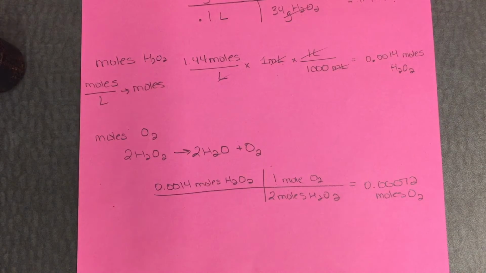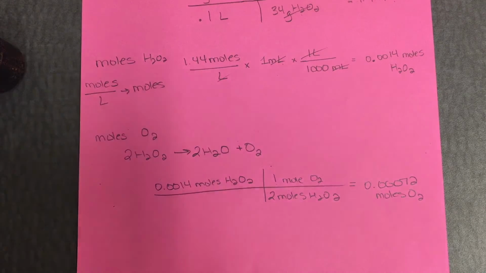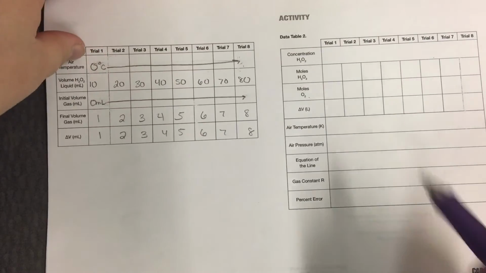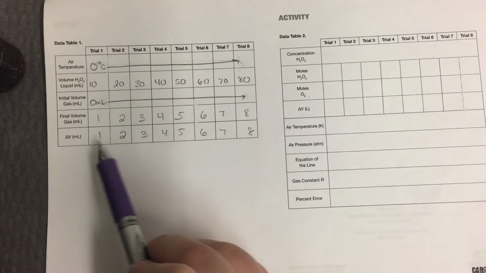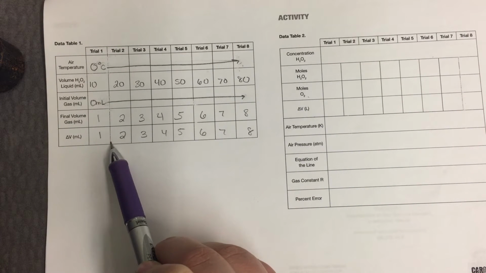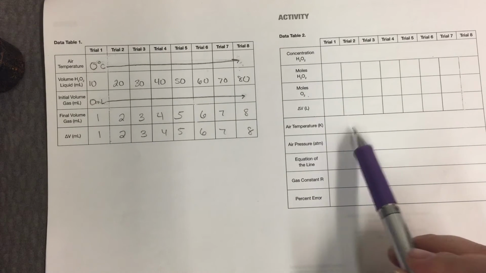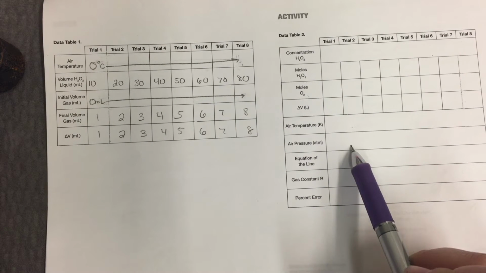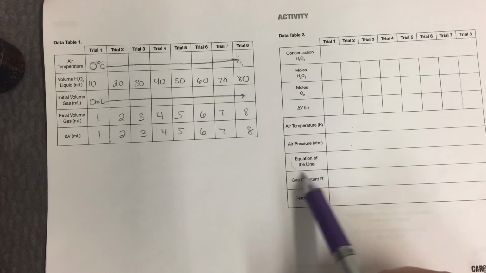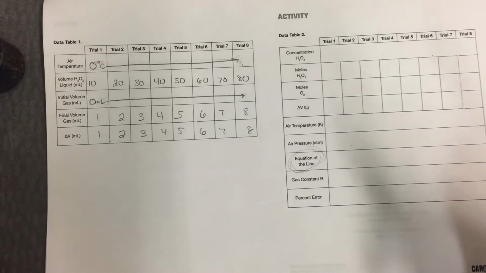Okay, so our next step, next thing the data table asks for is your delta V in liters. So you're pretty much just taking your milliliters and dividing by 1,000, because there's 1,000 milliliters in 1 liter. Your air temperature and your pressure you're going to get from your phone. And so what is the equation of this? What is this line thing that it's talking about?